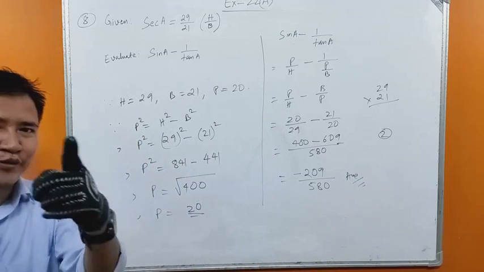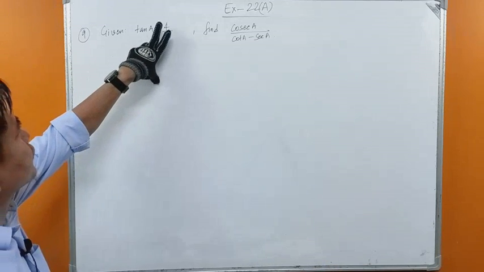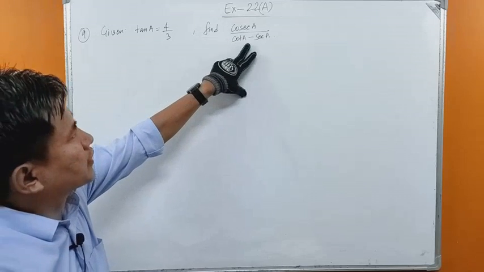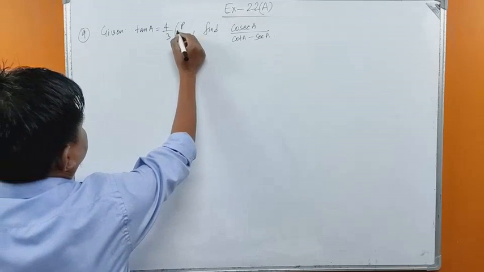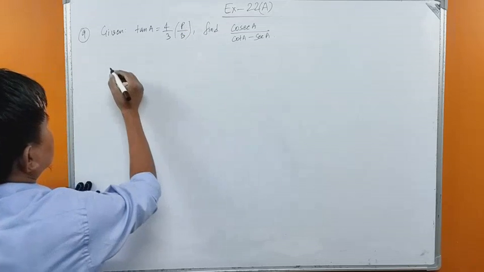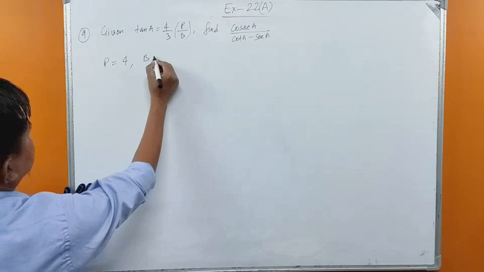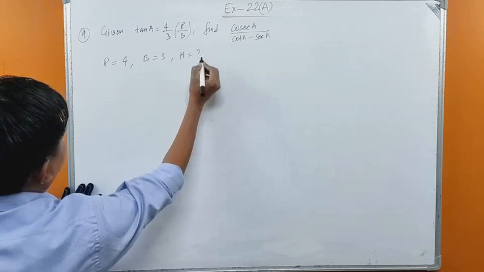I hope we got this. Now let us do question number 9. Given tan A is 4 upon 3, we are asked to find the value of cosec A upon cot A minus sec A. Tan A means perpendicular upon base, so perpendicular is 4 and base is 3. We don't have the hypotenuse.